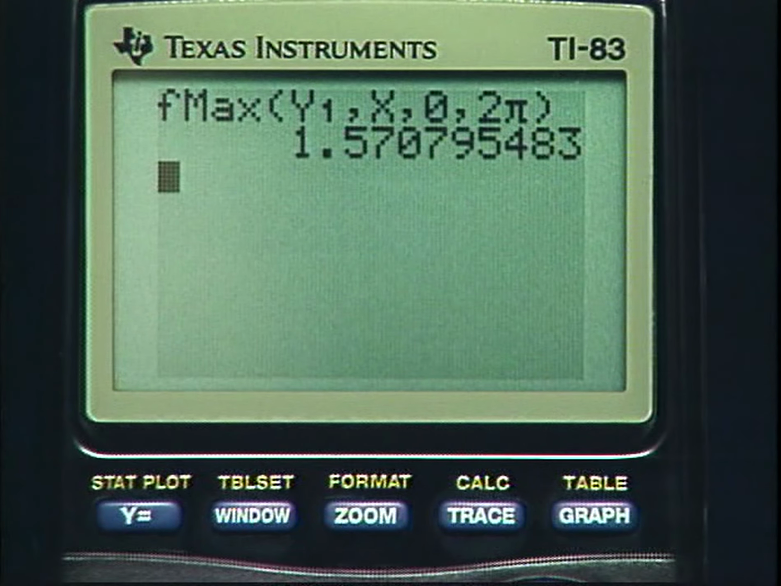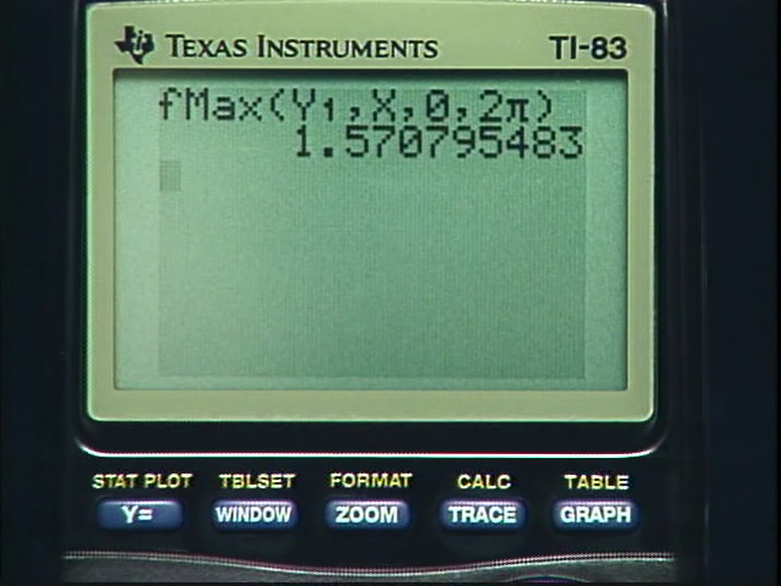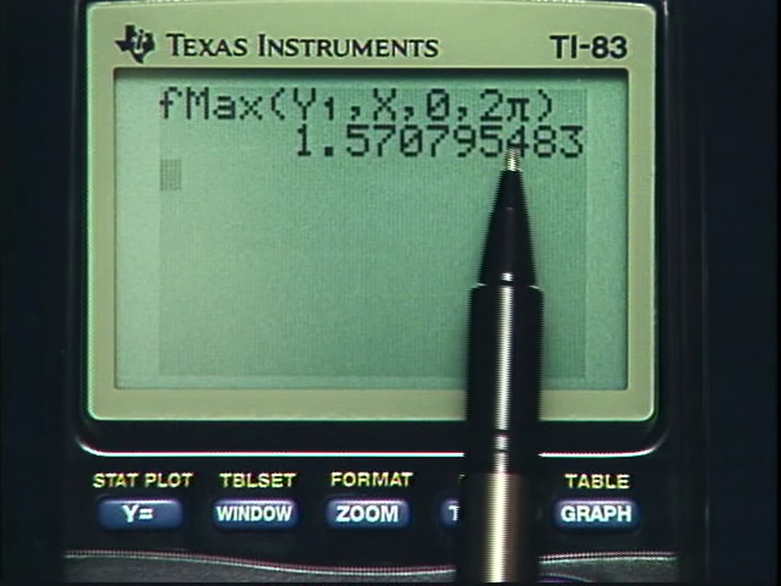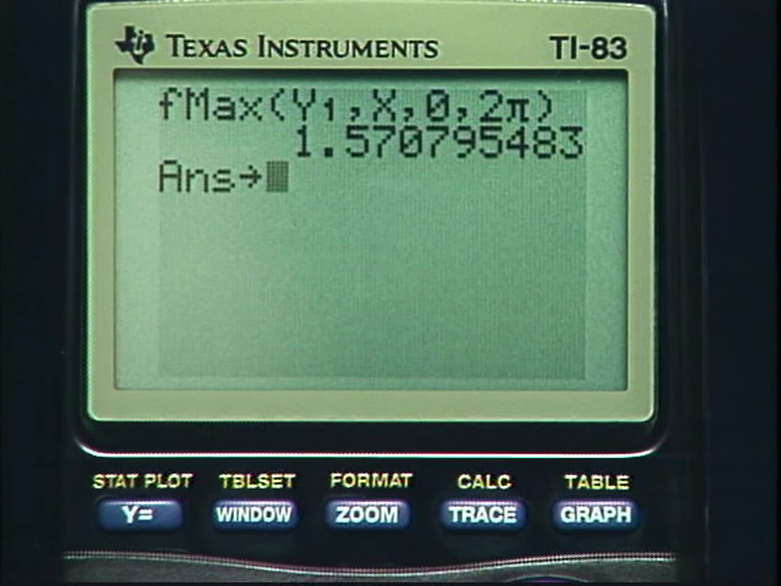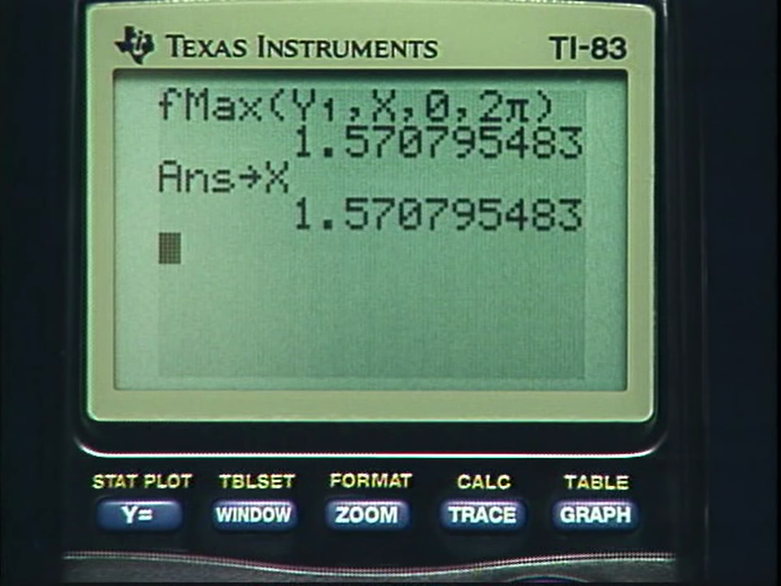Well, this is the x component for that maximum. To get the y component, the y coordinate, what we would have to do is take this x coordinate and evaluate y1 for this value of x. And actually, we can rather easily do that on the TI-83. We have to first save this value as x. So I want to store this number as x, and I simply press the STO button and X, and then enter. And so X has this value now.